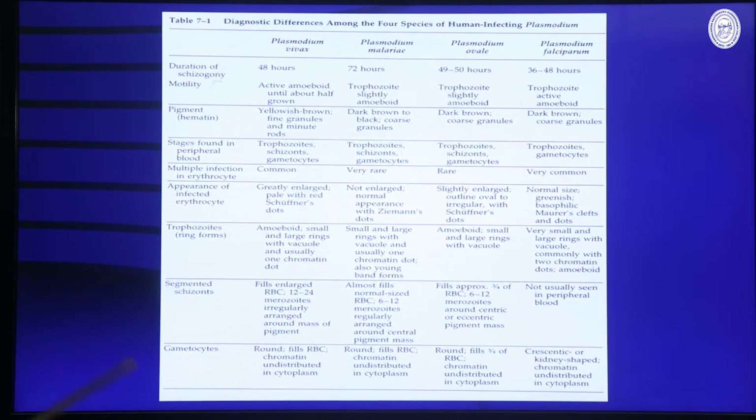When we are talking about the gametocytes, we can see that in Plasmodium vivax, it is round and fills the RBC, and the chromatin is undistributed in the cytoplasm. Whereas in case of falciparum, we can see that it is crescentic or kidney shaped and the chromatin is undistributed in the cytoplasm.